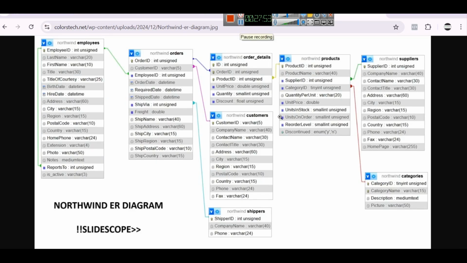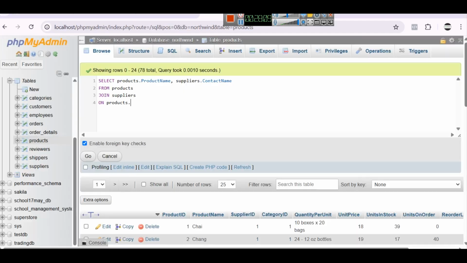You can spend one to two hours on it and understand the schema, understand the relationship. It will be very clear from this diagram what is common between which tables. So now what should I write here? Supplier ID. Products dot supplier ID equal to suppliers dot supplier ID.